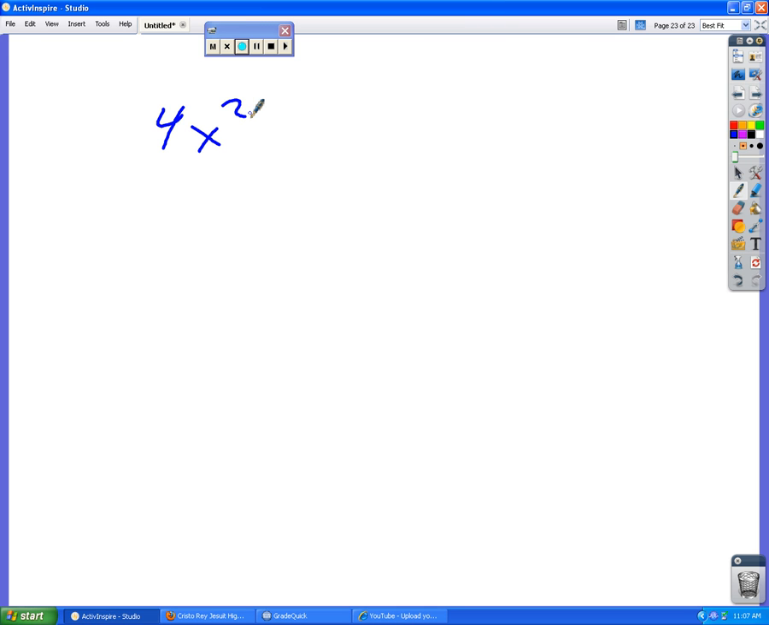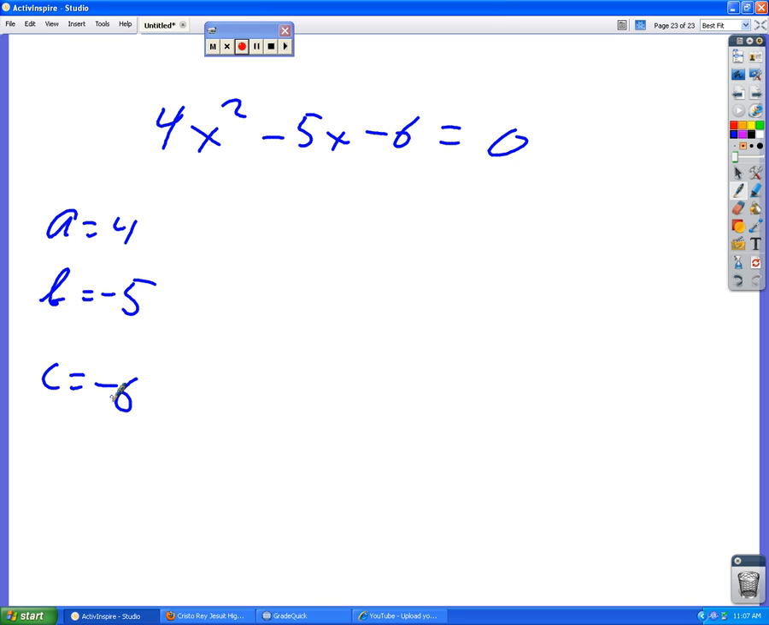4x squared minus 5x minus 6 equals 0. Okay, what do we get? A is 4, B is negative 5, and C is negative 6. I want to do one more, because the last one was an unusual one.